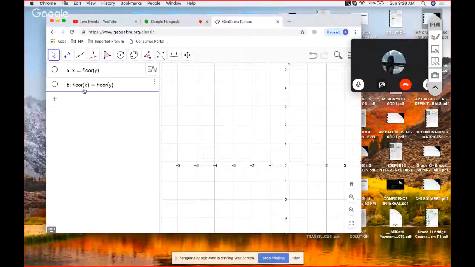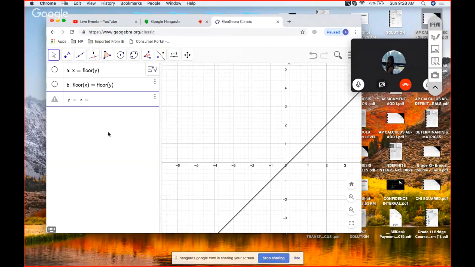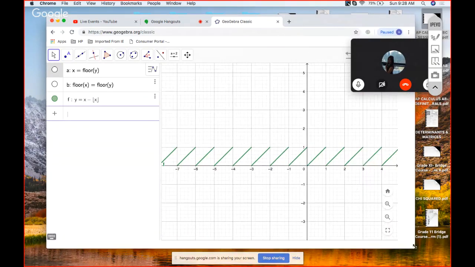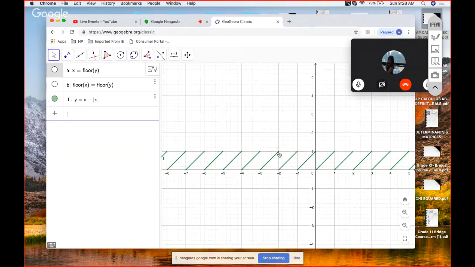So let's say I want to plot it on GeoGebra. It will be y is equal to x minus floor x. There's no direct function for fractional part actually. As you can see, this is the line that you get. Again, those holes, the graph will never show you. Understood.